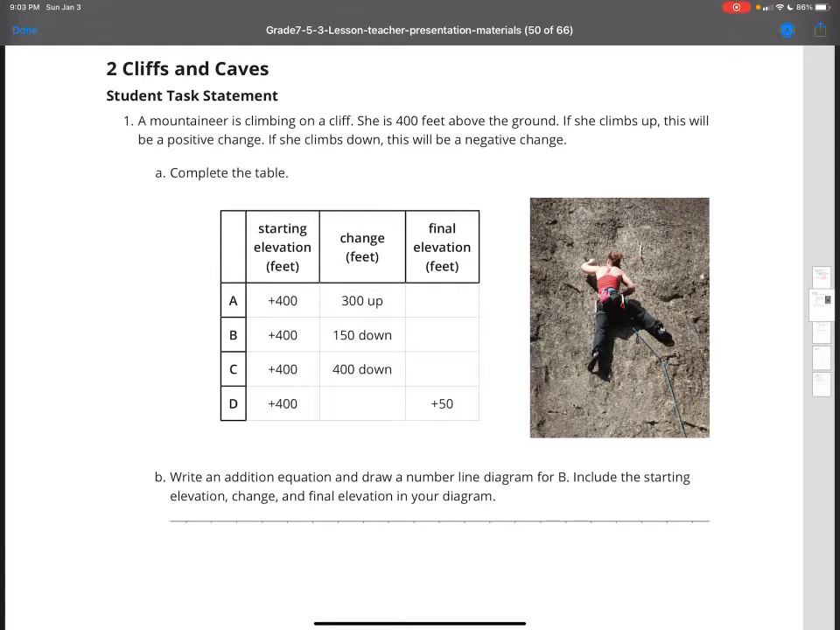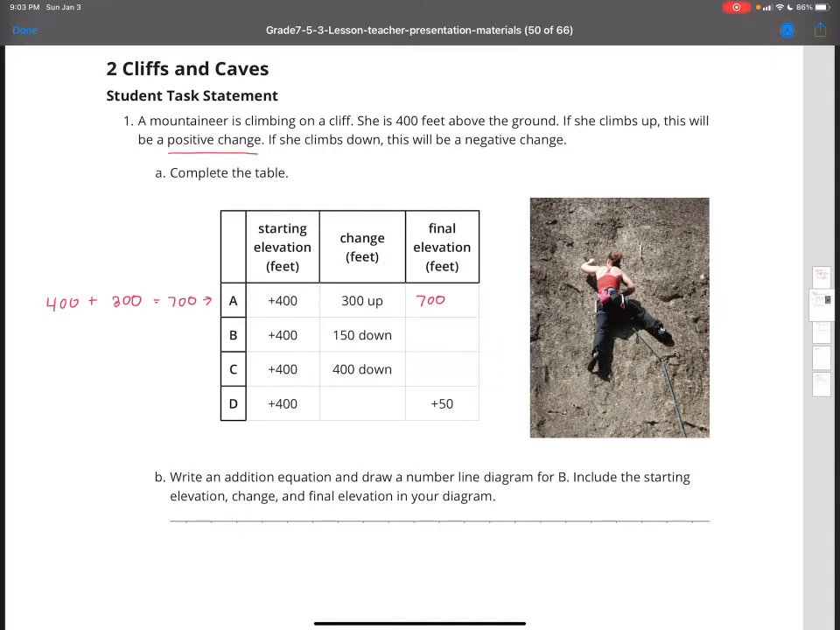Okay, so let's look at part A, or row A. It says she's at 400 feet and then she's going up 300 feet. Now, what I'm going to do is add the equation to the side of it so you guys can see it. So she started off at 400 and then she climbed up 300, which indicates a positive change, which means that she's at 700 feet now. So that's for part A.